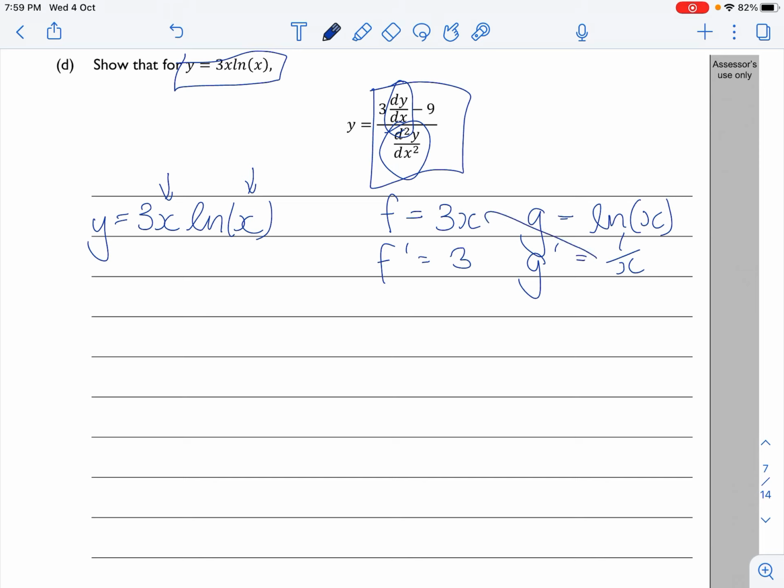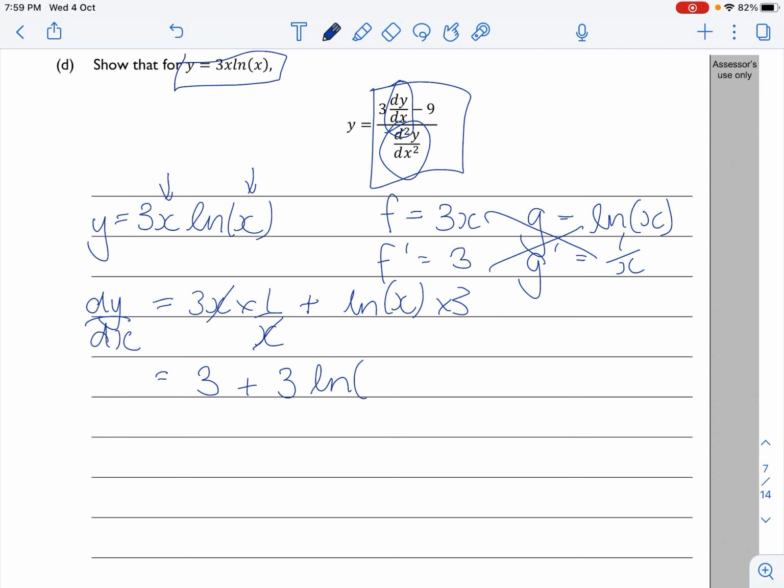And so then we cross multiply that. Okay, so therefore we get dy by dx equals f times g dash, which is 3x times 1 over x, and then the other way, g times f dash, ln of x times 3. So if we tidy that up, these x's cancel out, so I've just got 3 plus 3 ln of x. Oh, sorry, we've got the times 3 at the front. Okay, so that's for that one. We'll just highlight that because we're going to be using that later on.